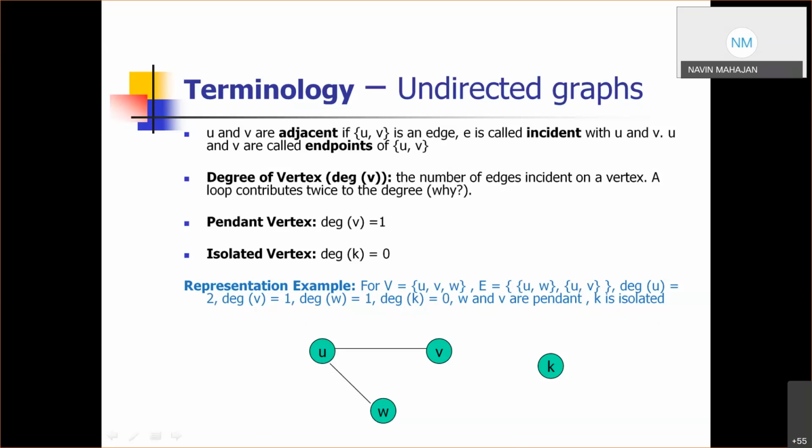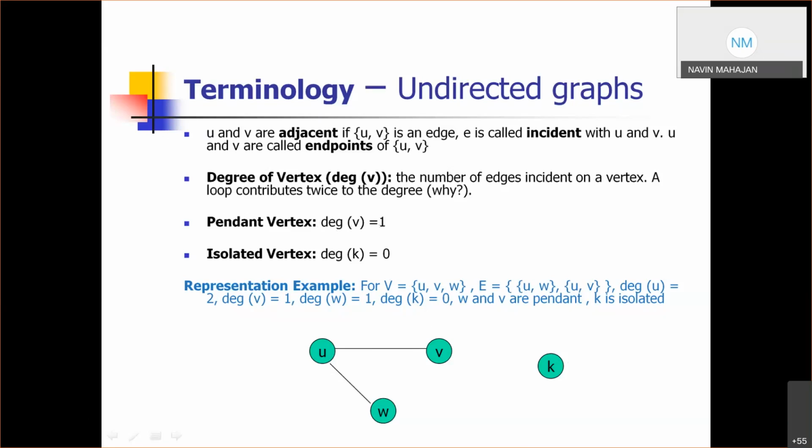Degree of a vertex. What is the degree of a vertex? The degree of a vertex is the number of edges which are connected to a particular vertex in an undirected graph, because there is no direction here. So the degree of v is the number of edges incident on the vertex. A loop contributes twice to the degree. Why? Suppose I write a loop on a vertex, why is it counted as twice the degree? Because one end is going out and one is coming in. So 2 degrees.